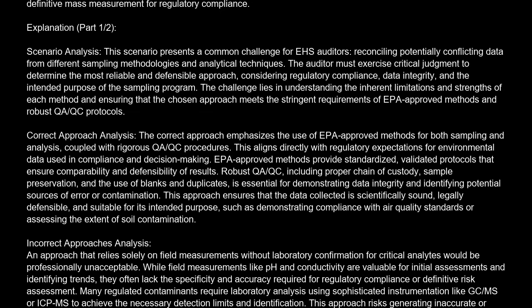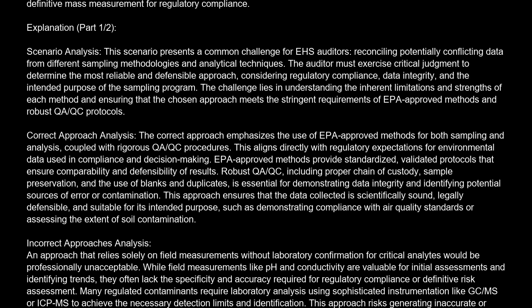The correct answer is C. The high-volume air sampler with gravimetric analysis, as it is a recognized EPA-approved method for determining total suspended particulates and can be used to calculate PM2.5 concentrations with appropriate methodology, providing a definitive mass measurement for regulatory compliance.